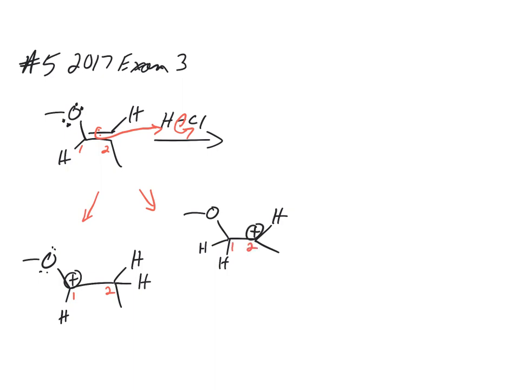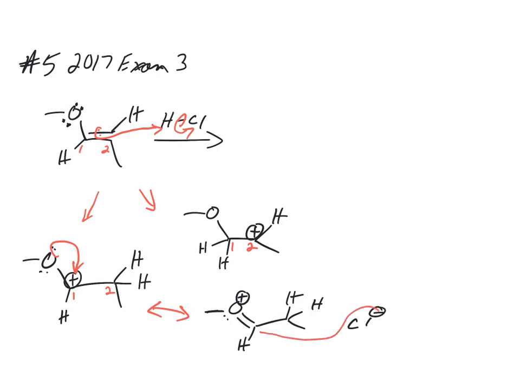Which one's better? They're not the same. The first one, right? Why is this one better? Because this can do lone pair resonance. All right, I can do lone pair resonance. Cl minus can then come in from the top or the bottom, doesn't matter. And that gets us to the most stable product that comes from the most stable intermediate.